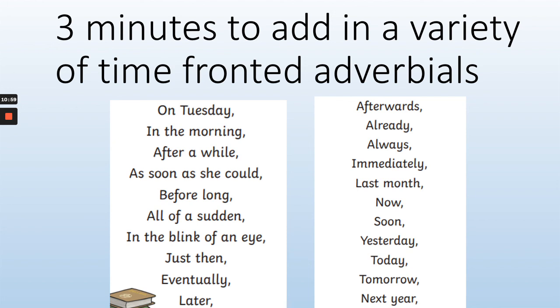Here is a list of lots of different time-fronted adverbials you could use in your writing. You're now going to take some time to check that you have time-fronted adverbials and, as a challenge, have a variety. I'd like you to have at least 3, but you could have up to 10 or more different time-fronted adverbials. Pause now while you check your work and make sure you have a variety, and press play when you're ready to continue. Press pause now. Well done.